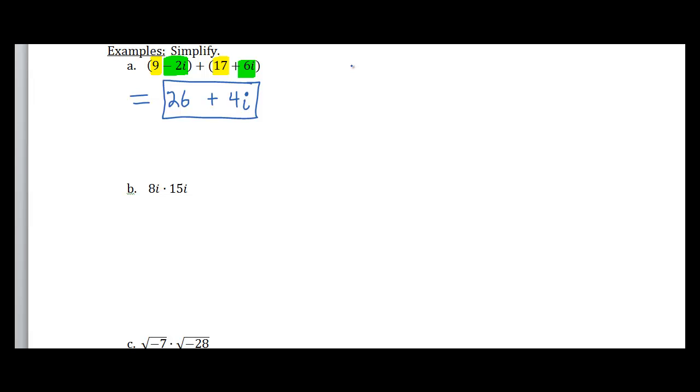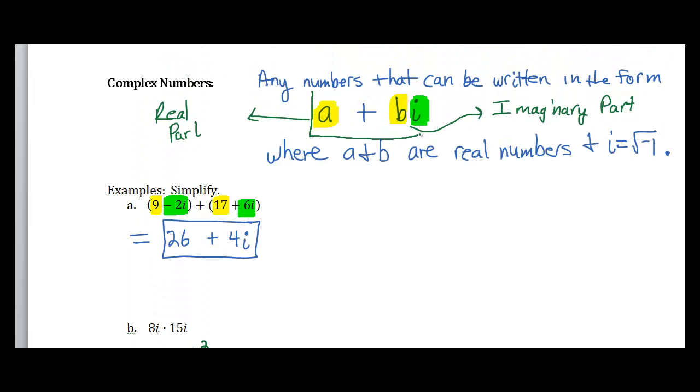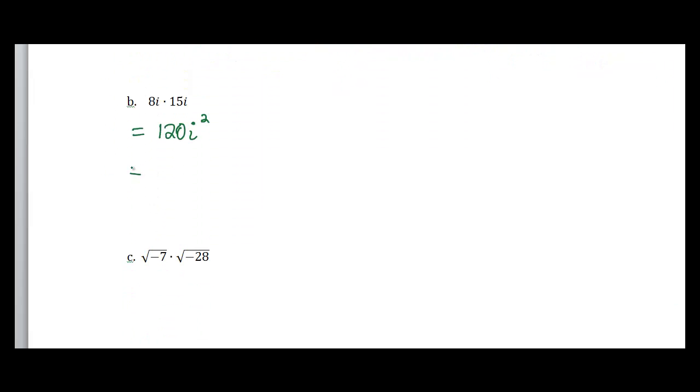Our next example is a multiplication of these two types of numbers. Think of this as an 8x and a 15x. What we would normally do is multiply the 8 and 15, and 8 times 15 is 120. If that was x times x, we'd write it as x squared. I'm going to do the same thing, except it's i. So i times i is i squared. Now, we're supposed to write our answer in a plus bi form, which is the definition of our complex number. Notice that the only power on the i is 1, so I can't have an i squared. Instead of writing i squared, before we said that i squared is negative 1, so I'm going to write it as 120 times negative 1, which equals negative 120.